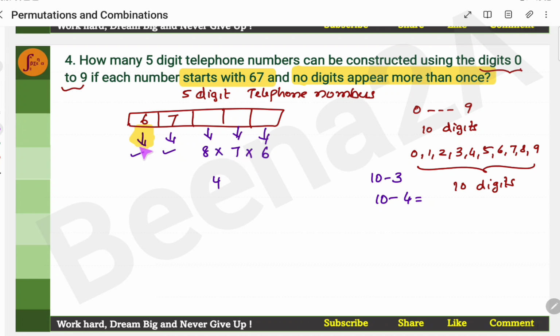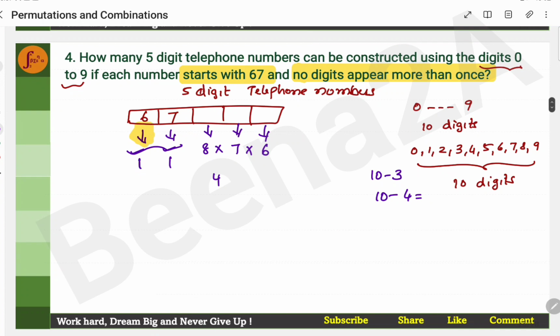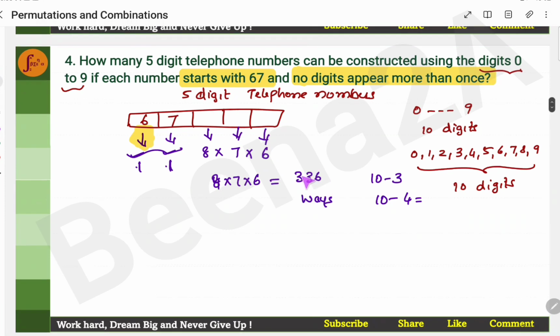Now you multiply. Don't multiply anything for the first two places, because there it's only one way. 6 is already chosen, 7 is already chosen, and there's nothing else you can choose. So you have to multiply only 8 into 7 into 6, which is 336. So 336 ways, or 336 telephone numbers, can be formed using digits 0 to 9 with each number starting with 67.